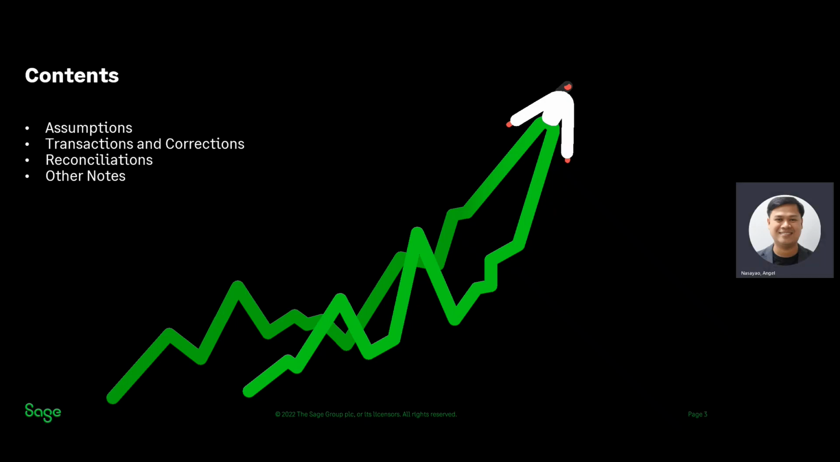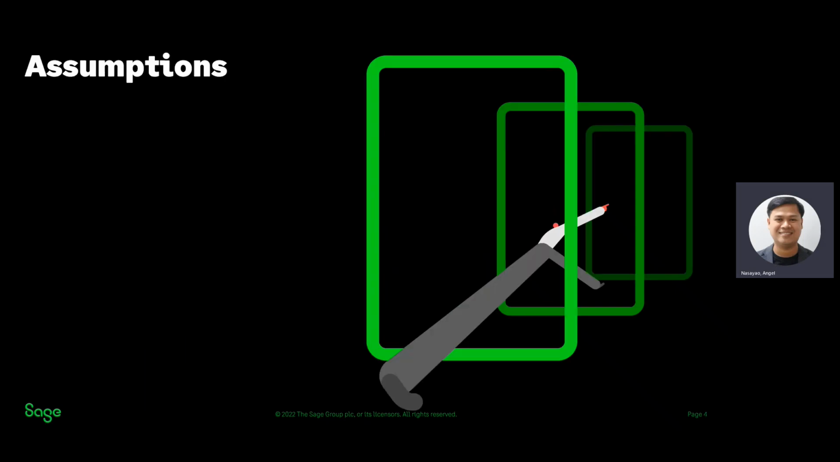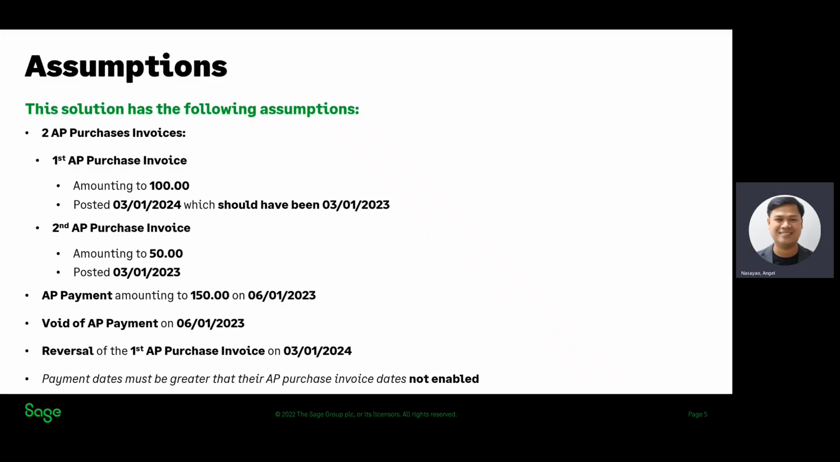All right, so in this presentation, we will be looking at the various assumptions, transactions, and corrections, and a bit of screens as well for reconciliations and other notes. So with the assumptions, we have here two AP purchase invoices.